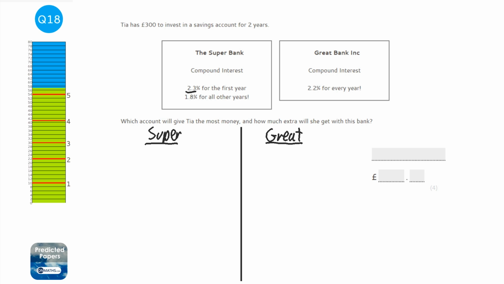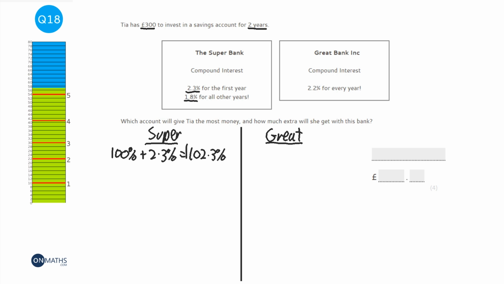It says we have 2.3% for the first year and 1.8% for all other years, and we're doing this for 2 years at £300. So first of all, I want to work out what the multiplier is. Since this is the calculator paper, we use the multiplier method. We start off with 100% always, and compound interest means we're gaining money. So we're going to go up by 2.3%. So that means we'll have 102.3%. As a multiplier, we just divide that percentage by 100 to get it as a decimal, 1.023.